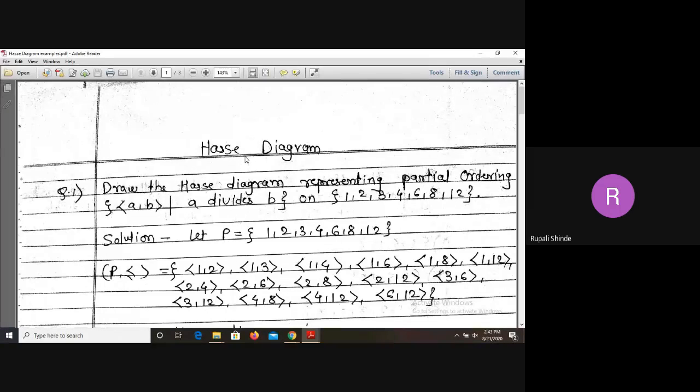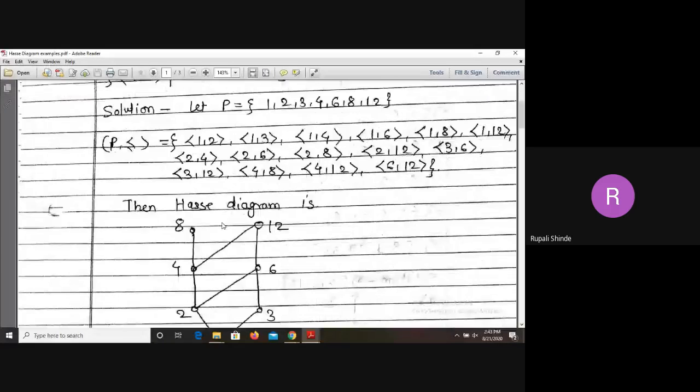I think we have seen this problem earlier. The same elements are there.